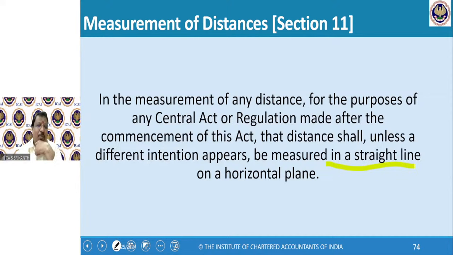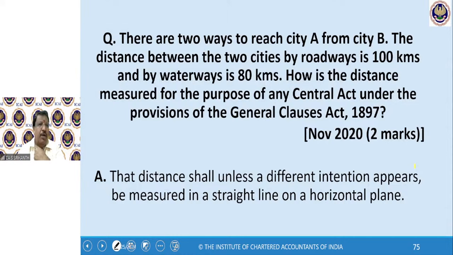There are two ways to reach a city from A to B. Roadway is 100 kilometers, by waterway is 80. How is the distance to be measured? Neither. You have to take only the distance on a straight line on a horizontal plane. Okay. So you have to take a map. A to B, you have to see. Neither 100 kilometers nor 80 kilometers. You measure on a horizontal plane and see. And that will be the measurement.